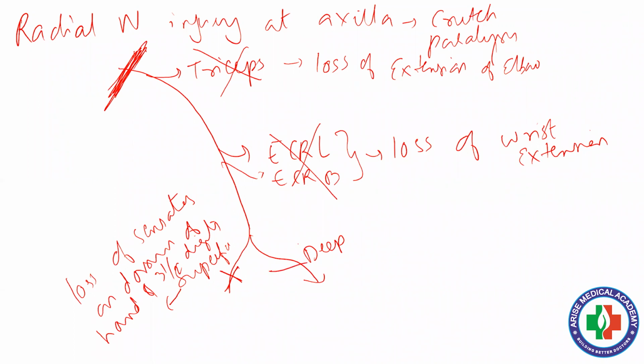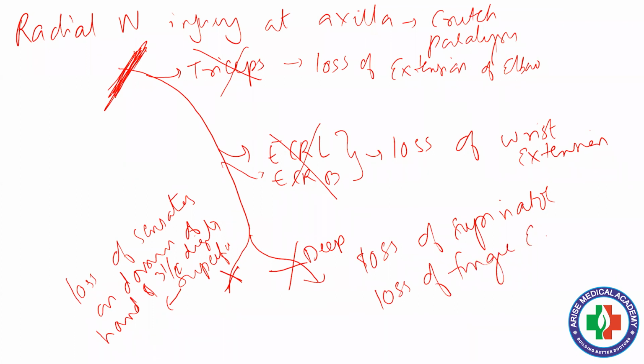When the deep branch is also not working, there will be loss of supination because it is supplying supinator, piercing it, and also loss of finger extension. Fingers also will not be extended. This will happen when the damage is in the axilla, as in crutch paralysis or in shoulder injuries and so on.